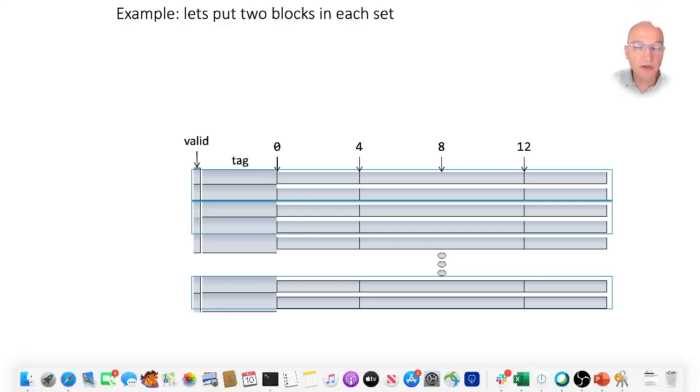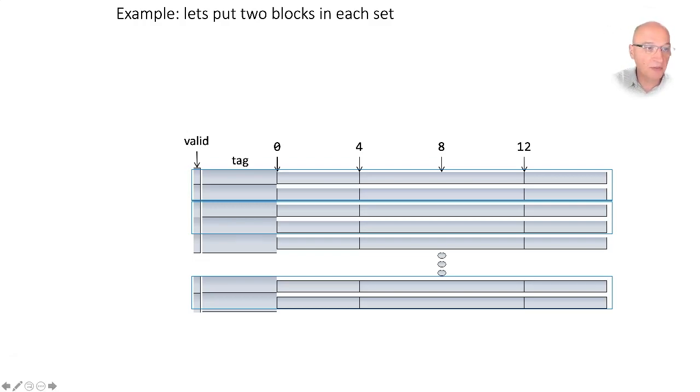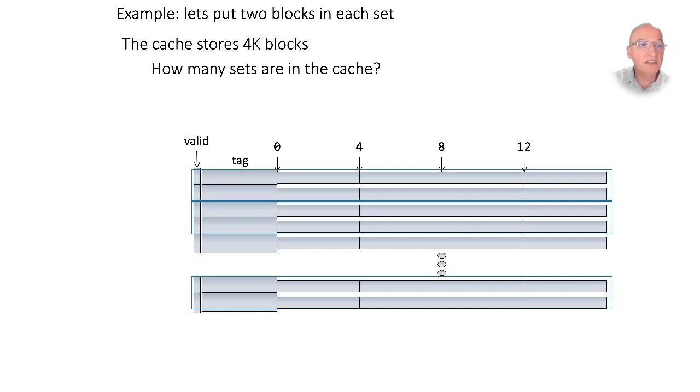And I still have one valid bit for each of the blocks, and I have one tag for each of the blocks, but I have two blocks per set. So this cache stores 4 kiloblocks. How many sets are in the cache? Obviously, if I group 2 per set, I'm going to have 2k sets. That's half as many as the number of blocks.